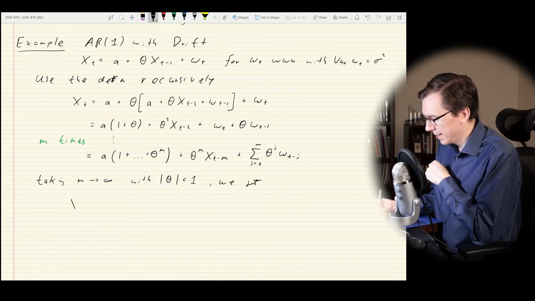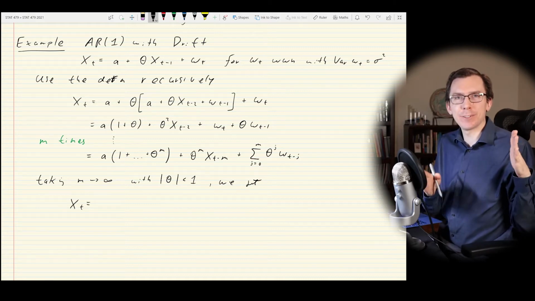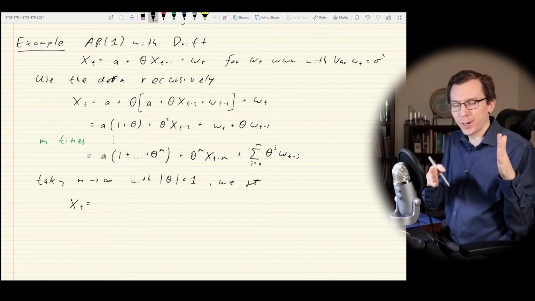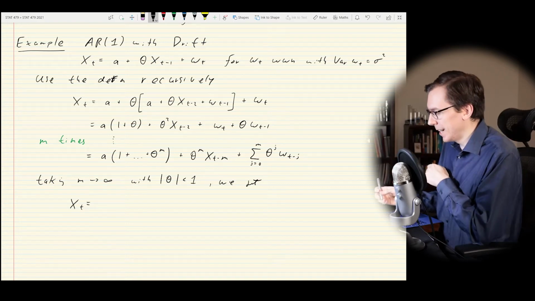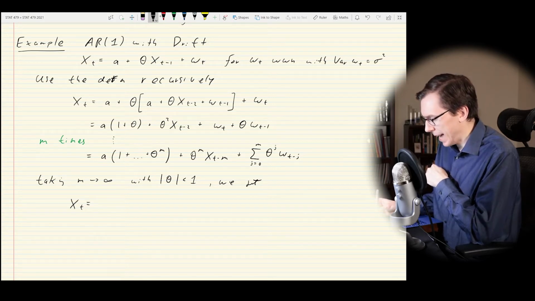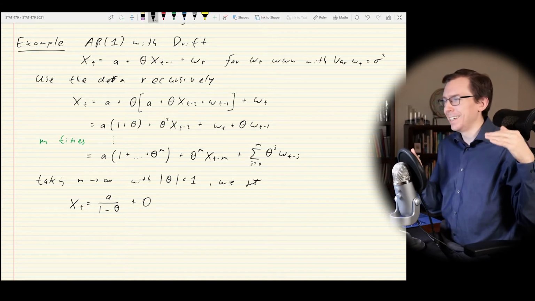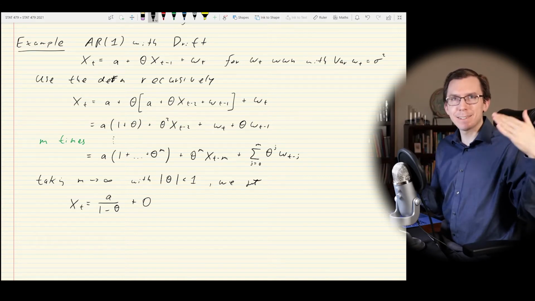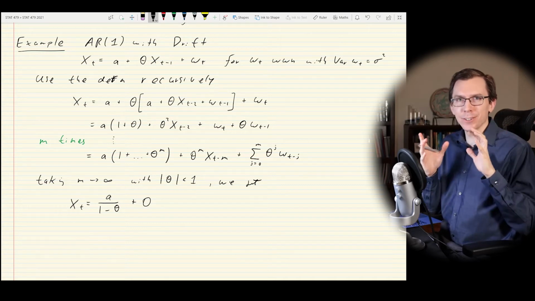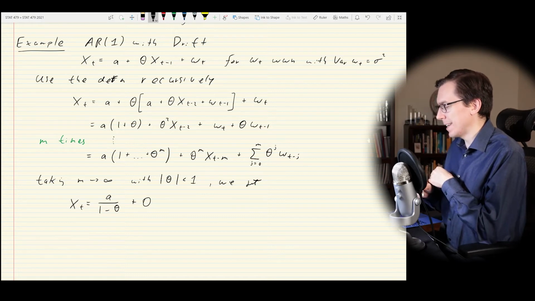that xt can be written as, well, what happens when we take this geometric series 1 plus theta plus theta squared, and so on? Well, that just becomes 1 over 1 minus theta. So we end up with a divided by 1 minus theta. Great. That second term, again, just vanishes because theta is less than 1. As we multiply it by itself again and again, it kills off that term. So we don't need that theta to the m xt minus m.